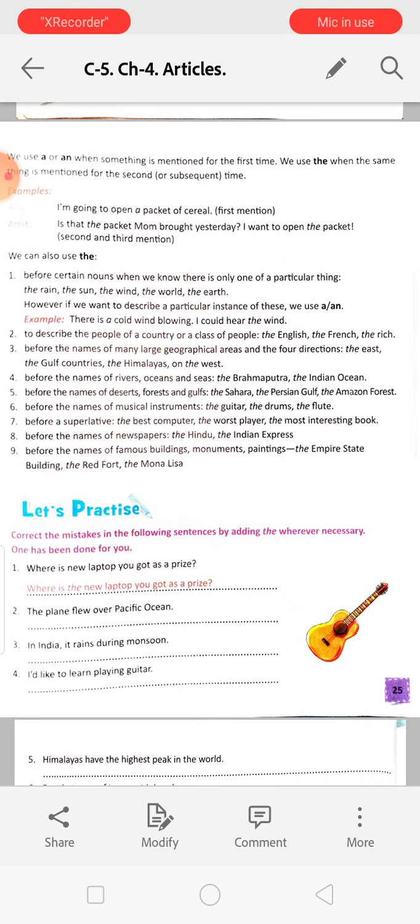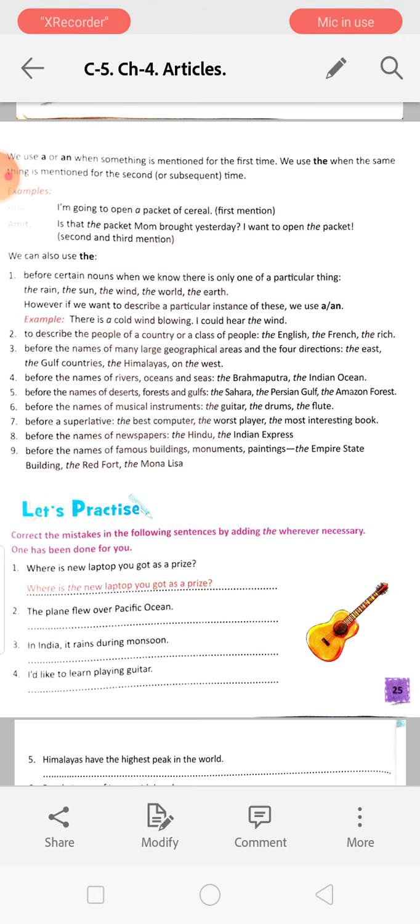Here is an exercise. Correct the mistakes in the following sentences by adding the wherever necessary. One has been done for you. Where is new laptop you got as a prize? Where is the new laptop you got as a prize? Next, the plane flew over Pacific Ocean.